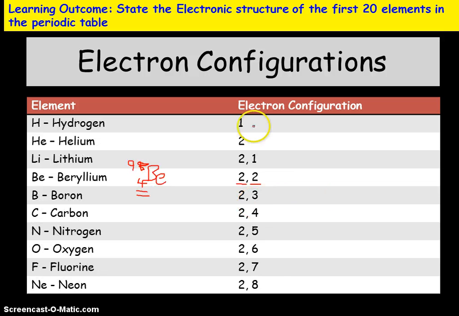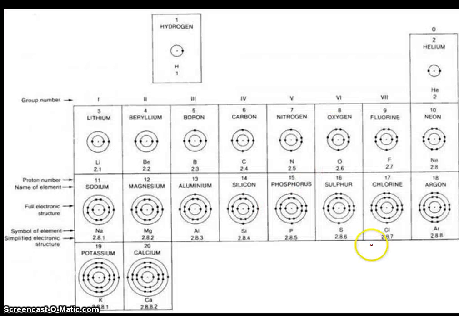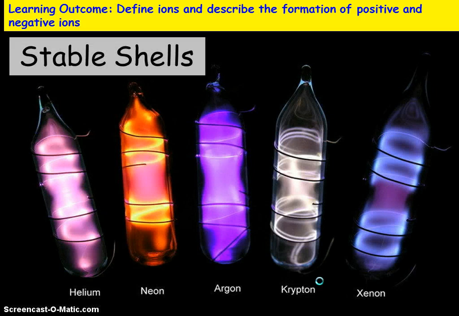This shows the first 10 electron configurations that you're expected to know, and this shows the next 10. You're also expected to be able to draw them. So this is them drawn out using dots as opposed to crosses, and you can see them underneath. You might need to pause this screen and have a look at that.